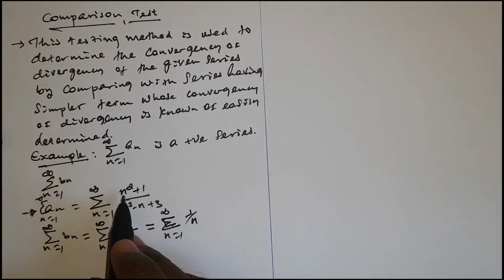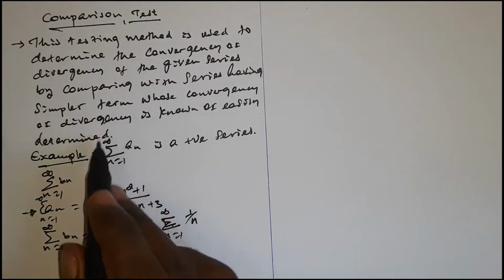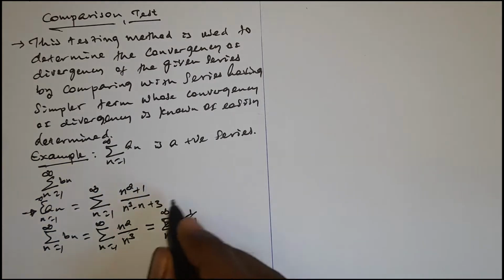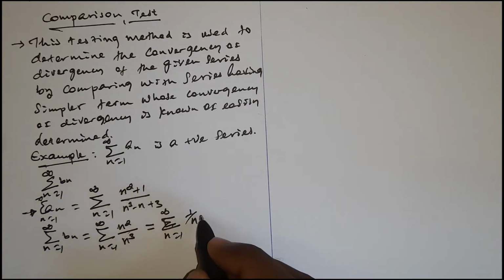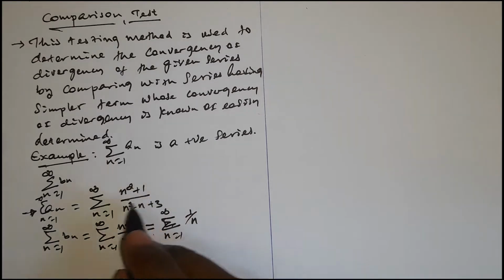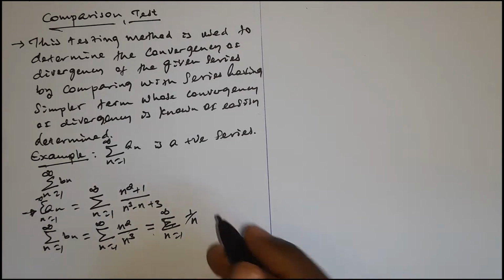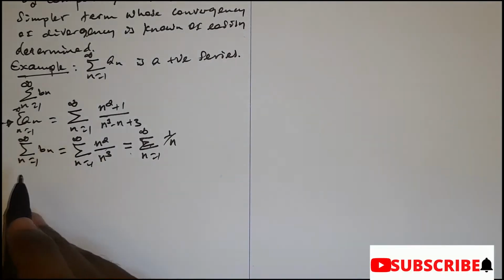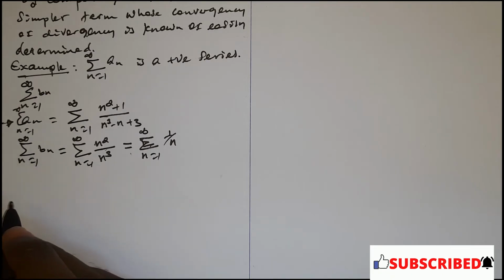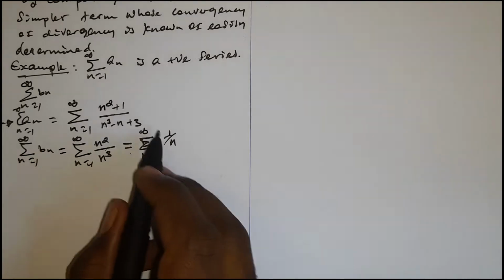Here, to determine the convergence of the originally given series An, we are going to compare it with the series calculated from An, which is 1 over n. So under this technique, we have two major methodologies to determine the convergence of the given series.